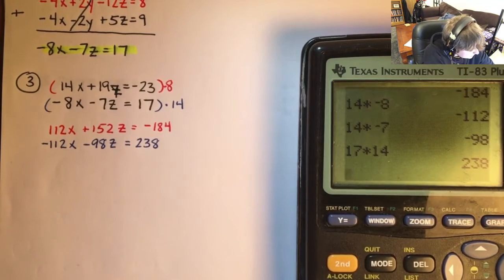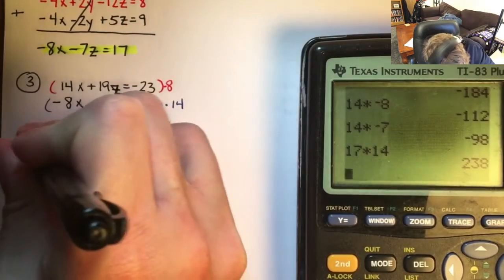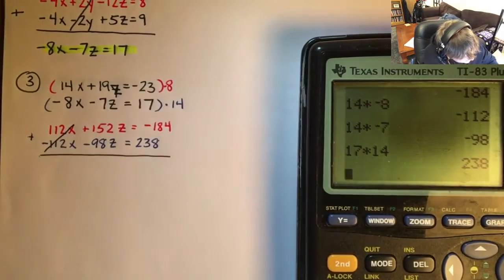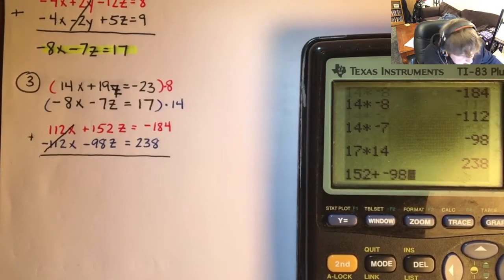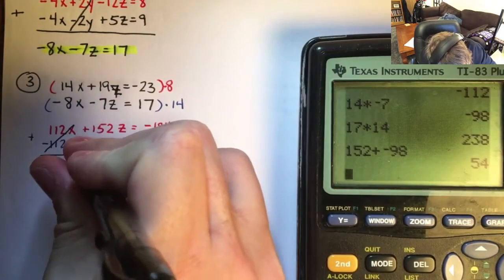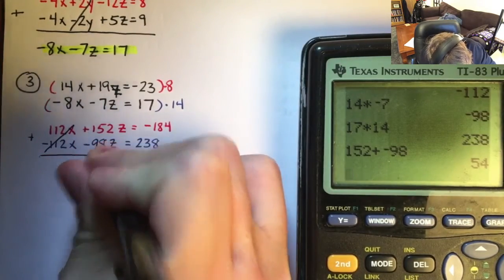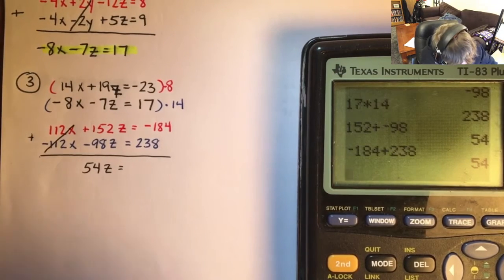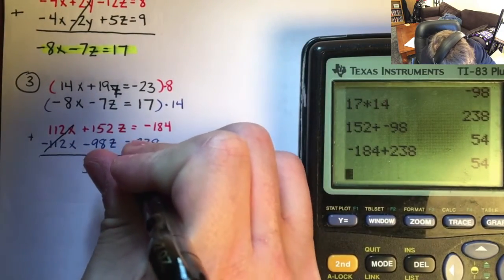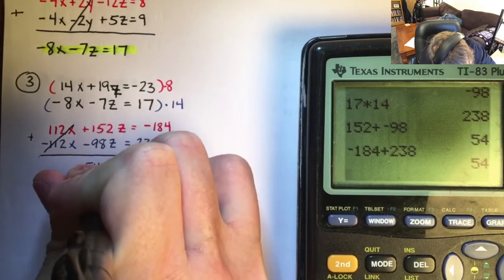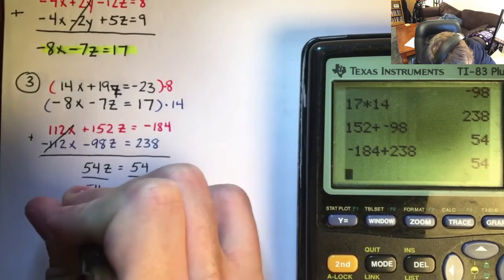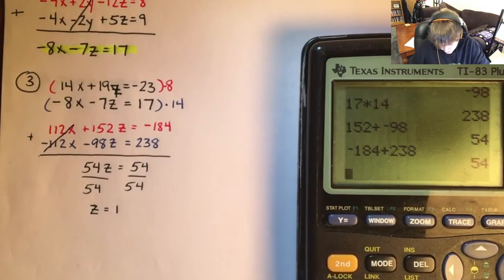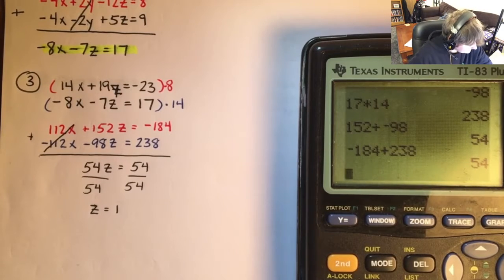Okay, so let's go ahead and add. I'm adding here, and I got opposites, so those cancel, and then I go 152 plus negative 98, it's 54. 54z, and then negative 184 plus 238 is 54. Okay, and then divide by 54. I get z is equal to 1. Which, as I look at what I did for work here earlier, is consistent, which is great.